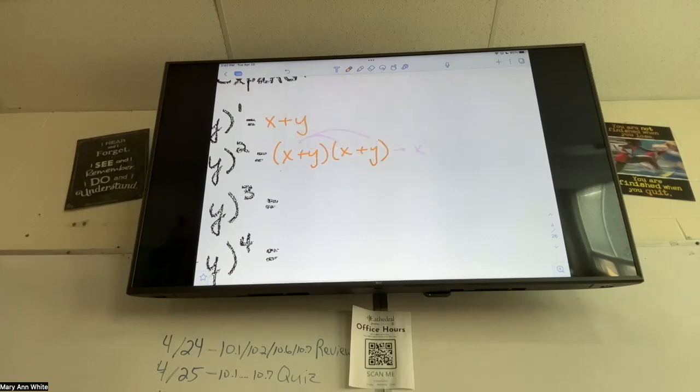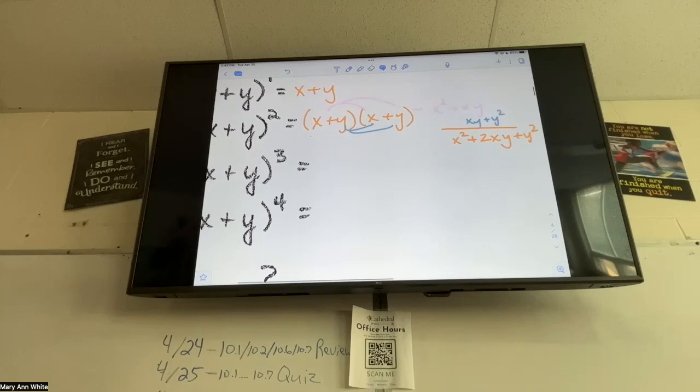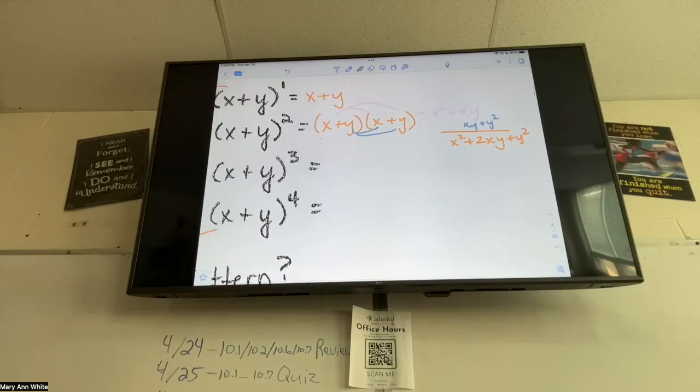So x times x is x squared, x times y is xy. y times x is xy, and then y times y is y squared. And together it makes x squared plus 2xy plus y squared. Okay, so that's what x plus y squared is.